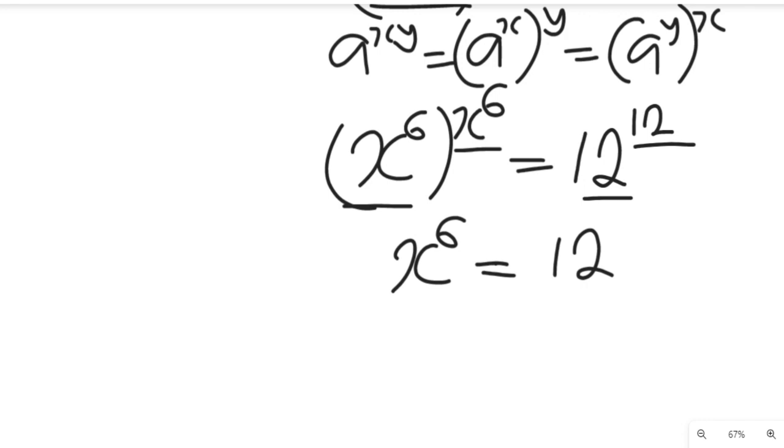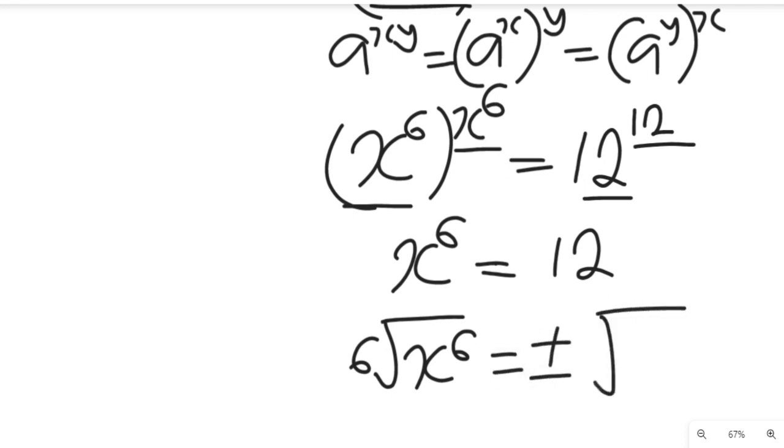I think the best way to get the value of x is to take the sixth root of both sides, because the best way to clear a square is to square root both sides, while the best way to clear a root is to square both sides. So we're going to take the sixth root of both sides. If we take the sixth root of both sides, this will give us x equal to plus or minus the sixth root of 12.